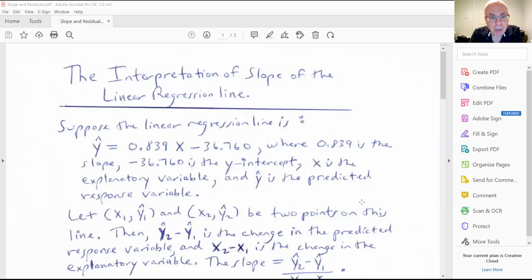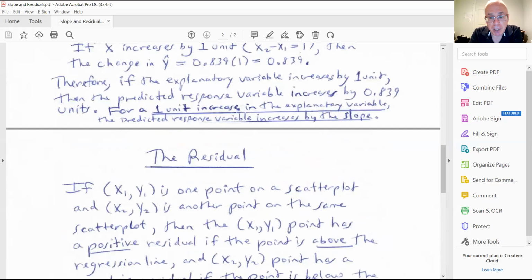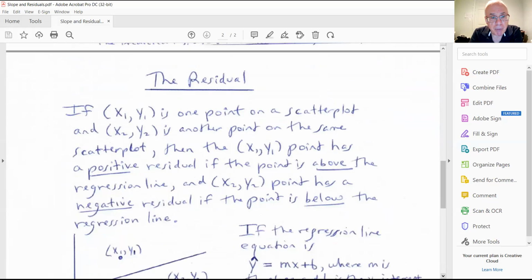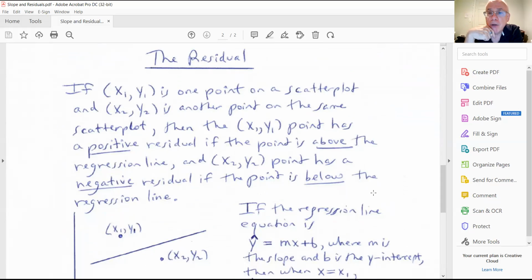Right, so I'm going to share again, and I'm going to share with you a PDF that I've created. It has 2 different concepts in it. One of them is the interpretation of the slope, which is page 1 of this handout, and I posted this on Canvas. And then page 2 is on the residual. So we know how to calculate the residual. It's the observed y minus the predicted y from the line.